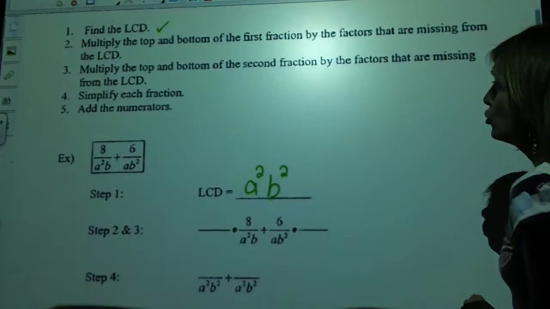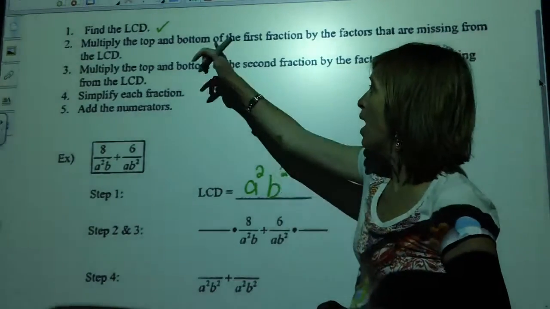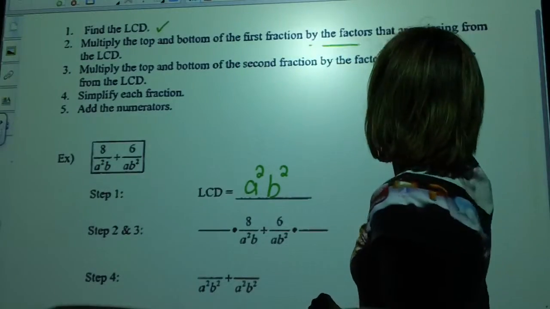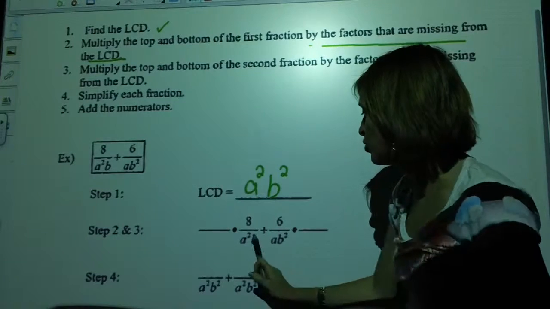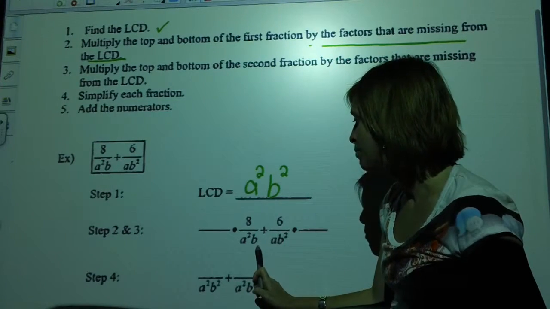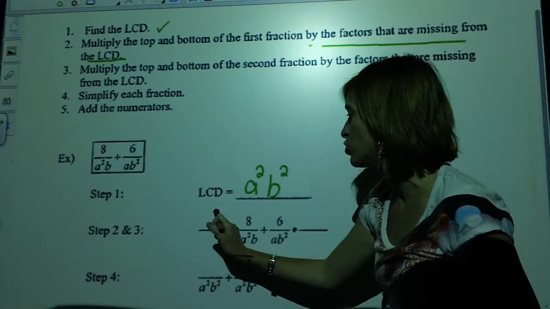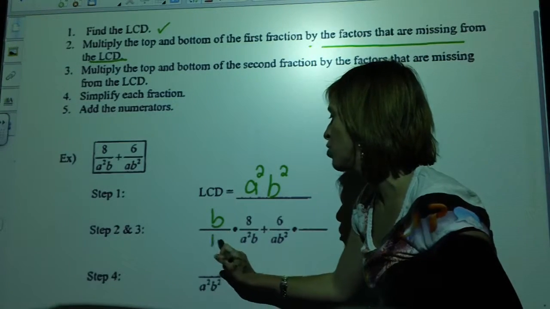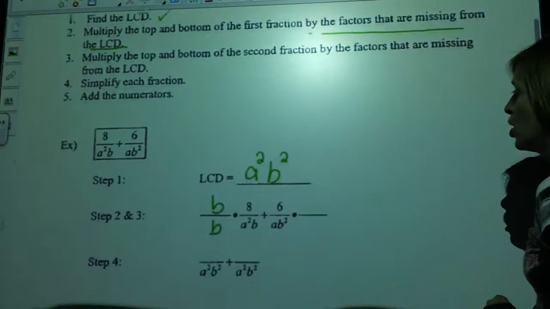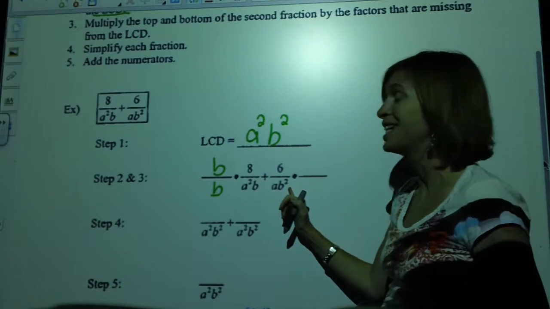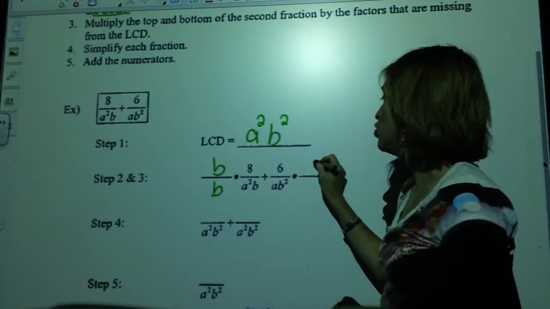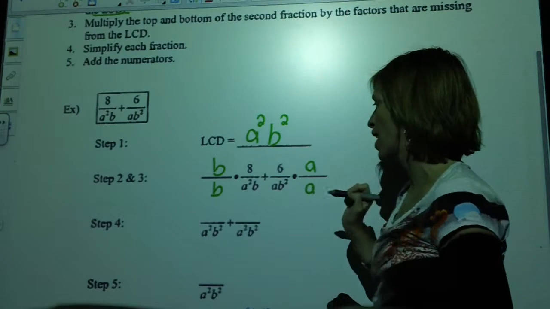All right, then you multiply the top and the bottom of the first fraction by the factors that are missing from the LCD. So look at this. A squared b is missing a b. We need it to be b squared, so we would multiply by b over b. And then on this side, the a and b squared, we're missing an a from that LCD, so we're going to multiply by a over a.